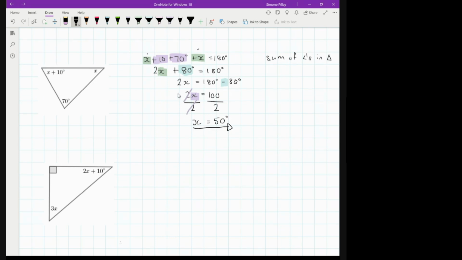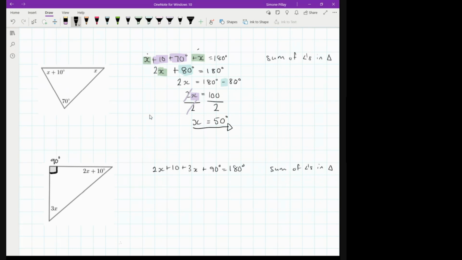Yes, you can. So 2x plus 10 plus 3x plus 90 is equal to 180. Sum of angles in a triangle. How did you know that was 90? Because of the box. Right. This little box is the symbol for a right angle. And a right angle, as we all know, is always 90 degrees. So that's why we added 90. This angle here symbolizes a 90-degree angle. So yes, you've told me this. You said sum of angles in a triangle.